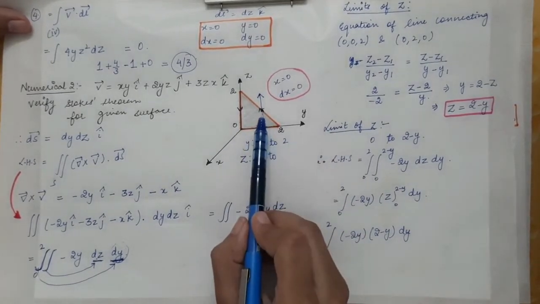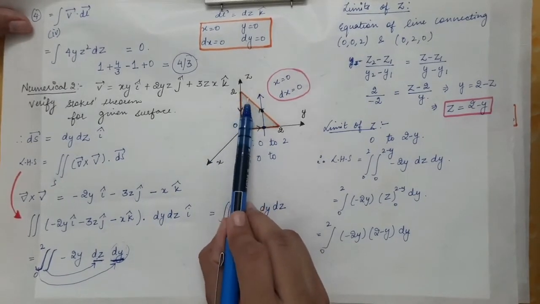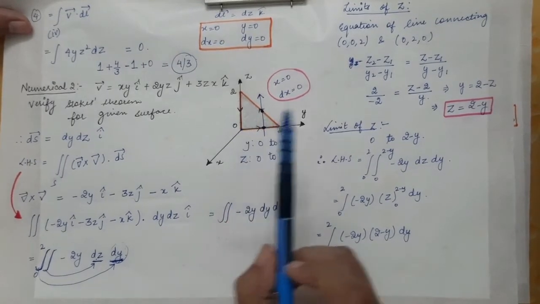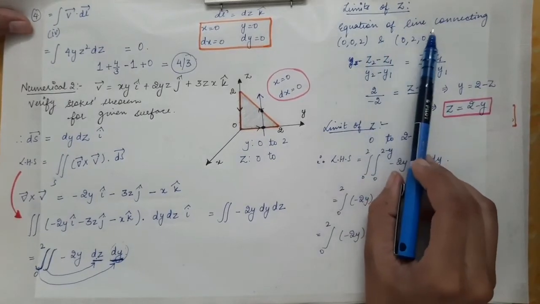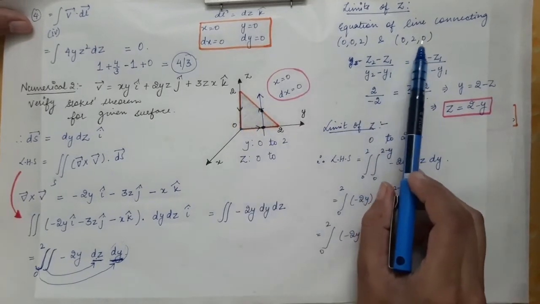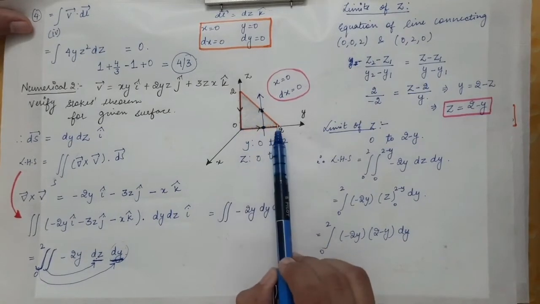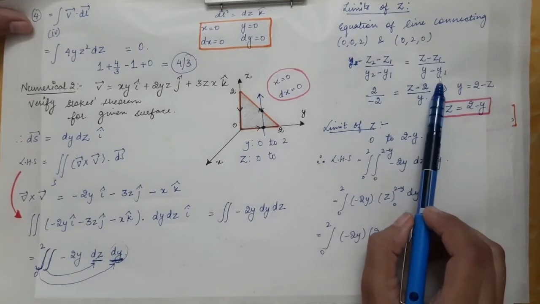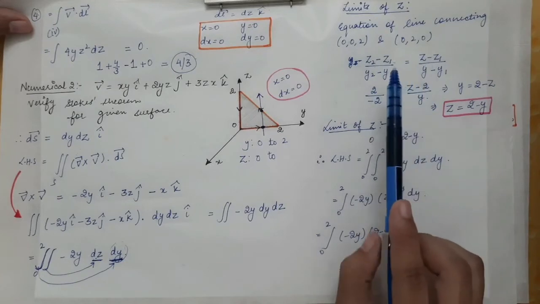To find this point, the upper limit of z, we have to find the equation of this line. First we have to find the equation of the line which is connecting 0, 0, 2, that is this point, and 0, 2, 0, that is this point. You can easily find this equation using the formula for the equation of a straight line whose 2 points are given to us.